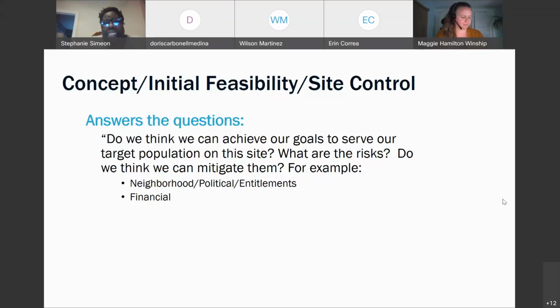Do we think we can mitigate them? So can we deal with these issues, right? For example here, are there any neighborhood political issues or entitlements for this particular area of your proposed site?